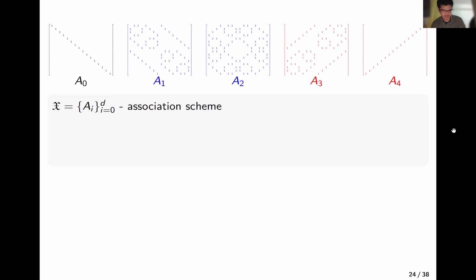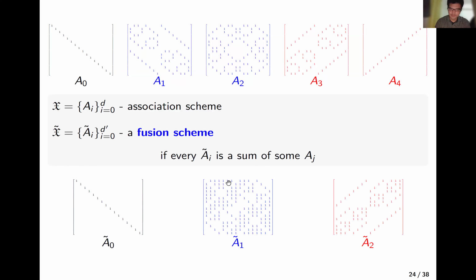So first off, what's fusion? Well, from the name, we're just going to add adjacency matrices together, and if that turns out to be an association scheme, we call that a fusion scheme. So here we have an association scheme up top. Let's add A1 and A2 together, and A3 and A4 together. This gives me another association scheme over here. And when this happens, we call the scheme at the bottom a fusion scheme of the association scheme at the top. So each adjacency matrix at the bottom is a sum of adjacency matrices at the top.